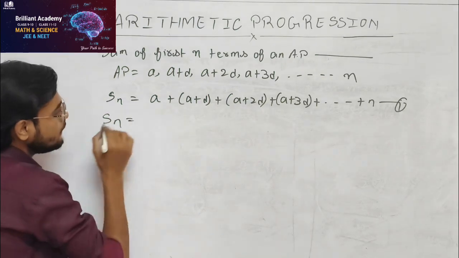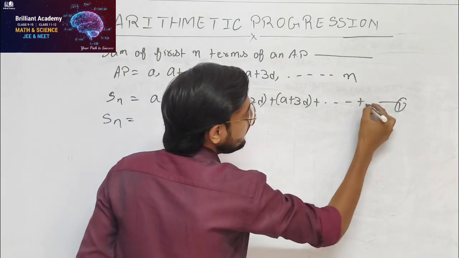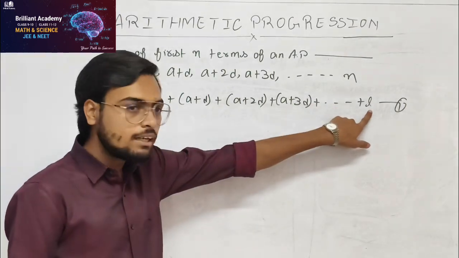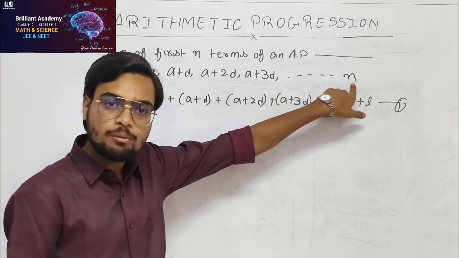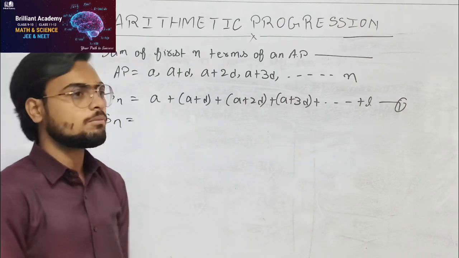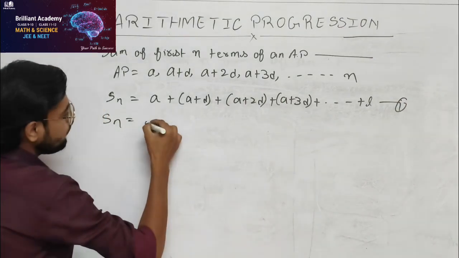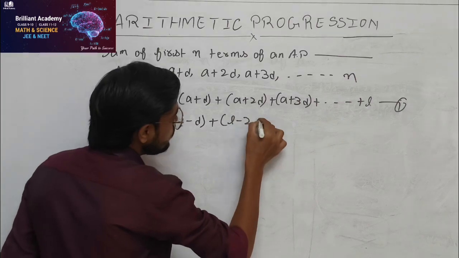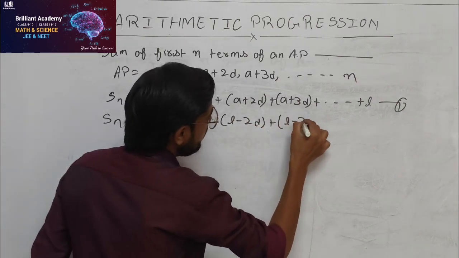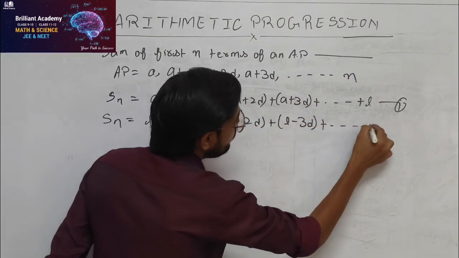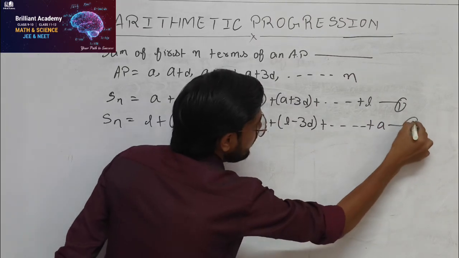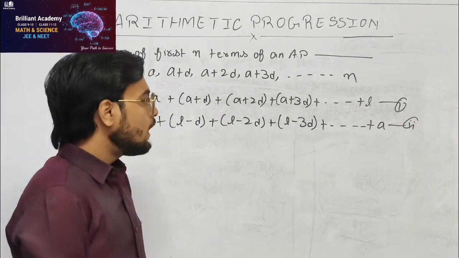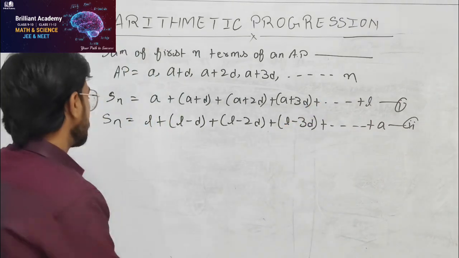So in reverse order, Sn is what? This I take as l. Okay, l is here the last term. I don't write n, I write l, which is the last term. n denotes the number of terms, and l is the last term. So now Sn is l plus l minus d plus l minus 2d plus l minus 3d, up to the first term, and this is my equation number second.